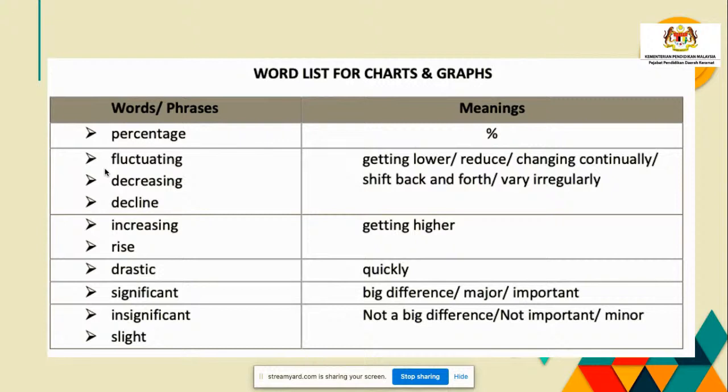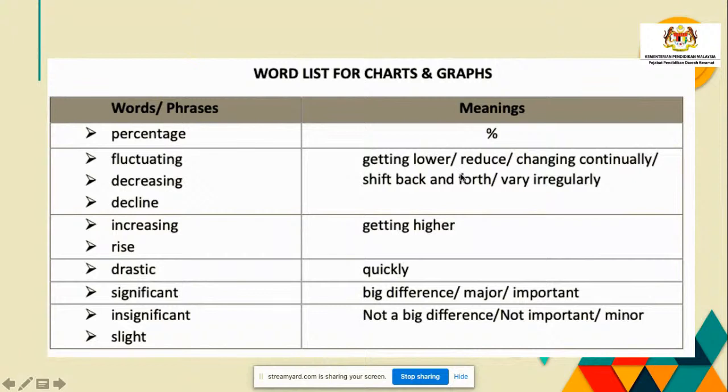Okay. Fluctuating. Sebutan dia fluctuating. Maksud dia ialah getting lower. Okay. Ataupun reduce. Ataupun changing continually. Okay, shift back and forth. Okay, ataupun very irregularly. Dia punya tu macam semakin menurun. Okay, so fluctuating, decreasing, declining, almost the same. Maksud dia merujuk pada apa-apa yang menurun ataupun apa-apa yang berkurang.